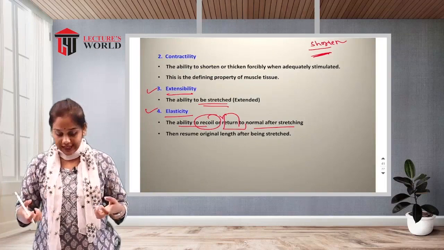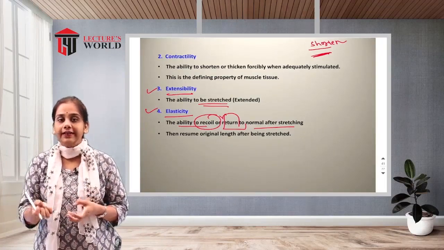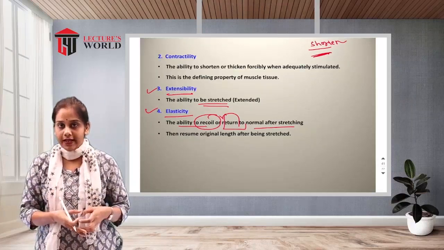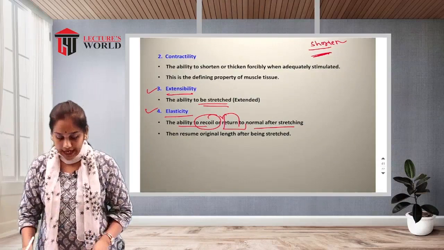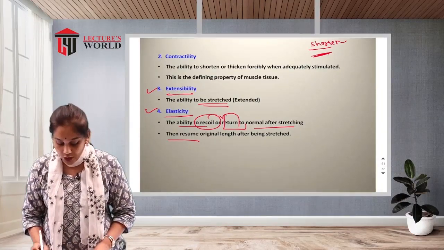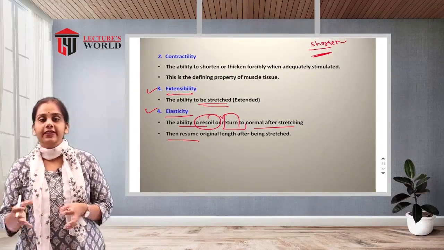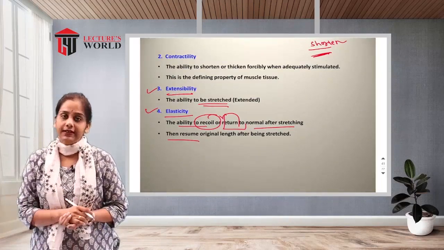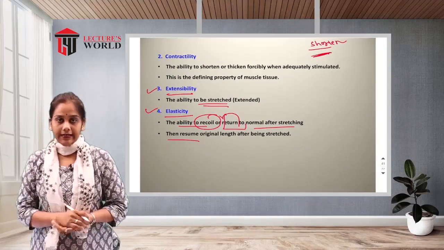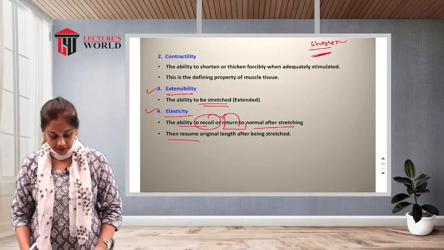After the stretching, the ability to recoil and return to the normal state, as the previous state, is known as elasticity. So they resume the original length after being stretched. After stretching, it comes back to the original length. So that is elasticity. So these are the characteristics of the muscle tissue.